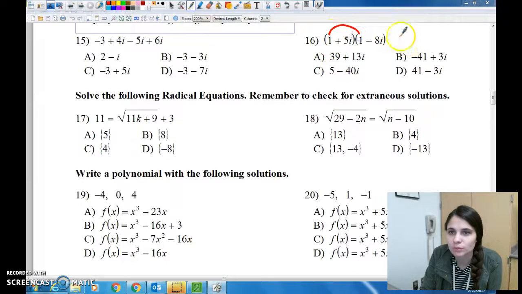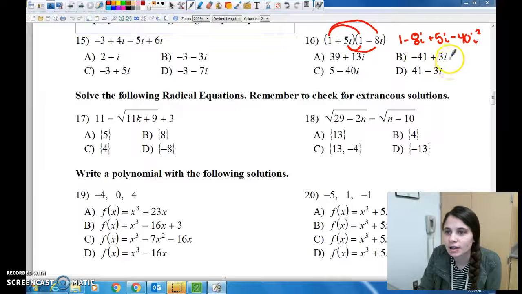So 1 times 1 is 1. 1 times a negative 8i is a negative 8i. 5i times 1 is 5i. And 5i times a negative 8 is a negative 40i squared. So I can combine like terms here. Negative 8i plus 5i is a negative 3i. So I have 1 minus 3i minus 40i squared.